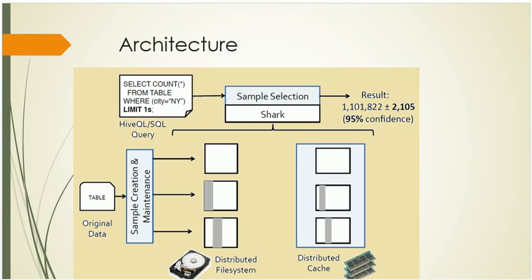BlinkDB is built on top of Hive Query Engine, which supports both Hadoop MapReduce and Spark via Shark at the execution layer and uses the Hadoop distributed file system, which is HDFS, at the storage layer. The image here shows the overall architecture of BlinkDB.